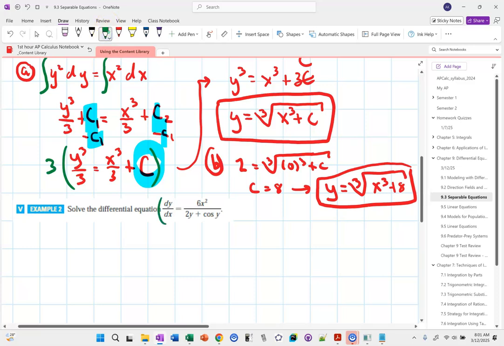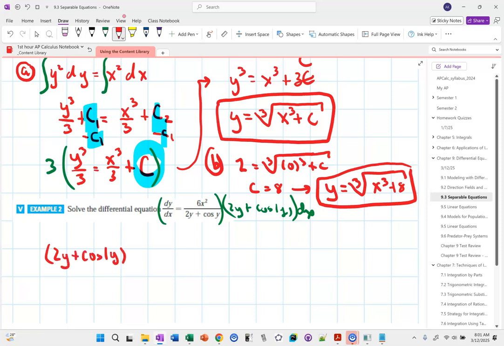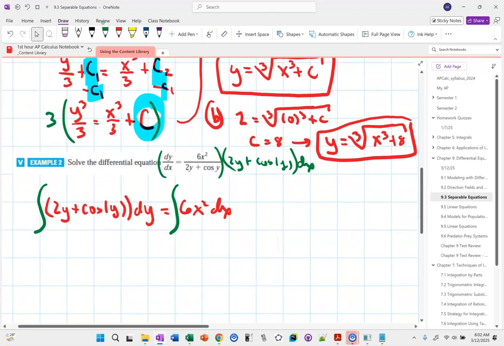Again, we're going to start by separating. So I'm going to multiply both sides by 2y plus cosine y, and then dx to both sides. So that's going to give me 2y plus cosine y dy equals 6x squared dx. Now that I've separated the variables, we can integrate both sides.